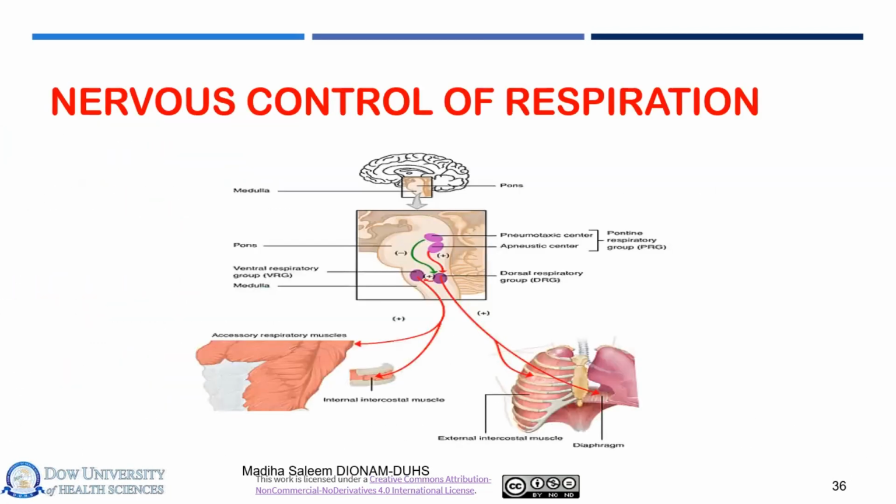Now we have nervous control of the respiratory system. The pons and medulla are the major brain centers that affect respiration. An increase in the concentration of carbon dioxide normally stimulates the respiratory center in the medulla, and it is also stimulated by a decrease in the level of oxygen in arterial blood.